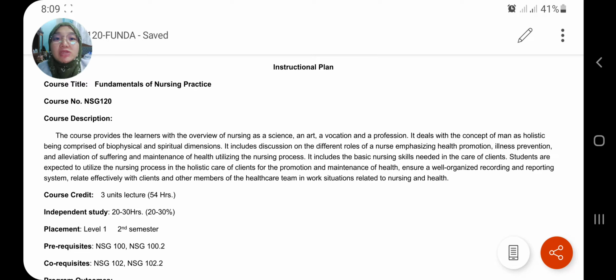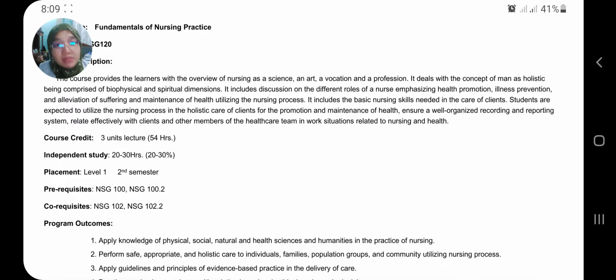So, ito siya, binibigay sa level 1 during second semester. So, the prerequisite of this is the Nursing 100 and Nursing 100.2. That's why, di ba, chine-check natin no previously nung enrollment kung naipasa nyo ba yung NSG 100 and NSG 100.2 para maka-enroll kayo sa subject na ito. So, the core requisites includes the NSG 102 and NSG 102.2.